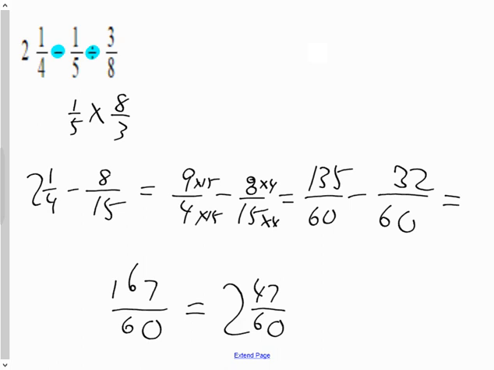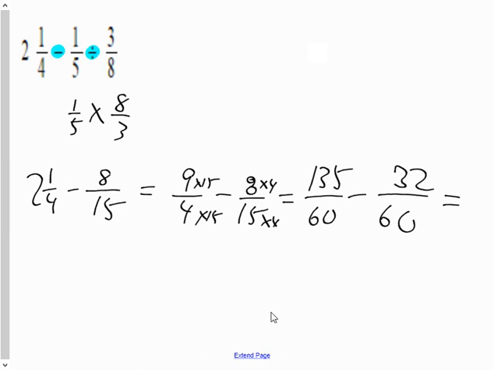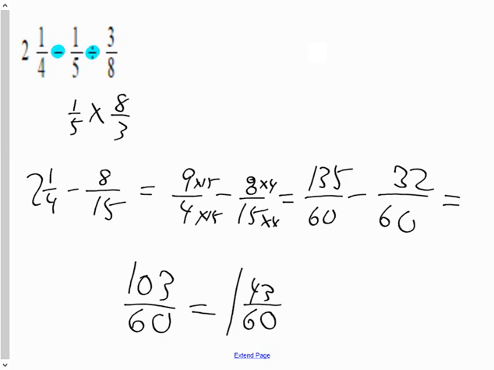Oopsie daisy, I made a big mistake. My bad, I added them together instead of subtracting. It should be 103 over 60, which is equal to 1 and 43/60ths. Ignore everything I just said there before. I made a mistake. I forgot it was subtraction, not addition.